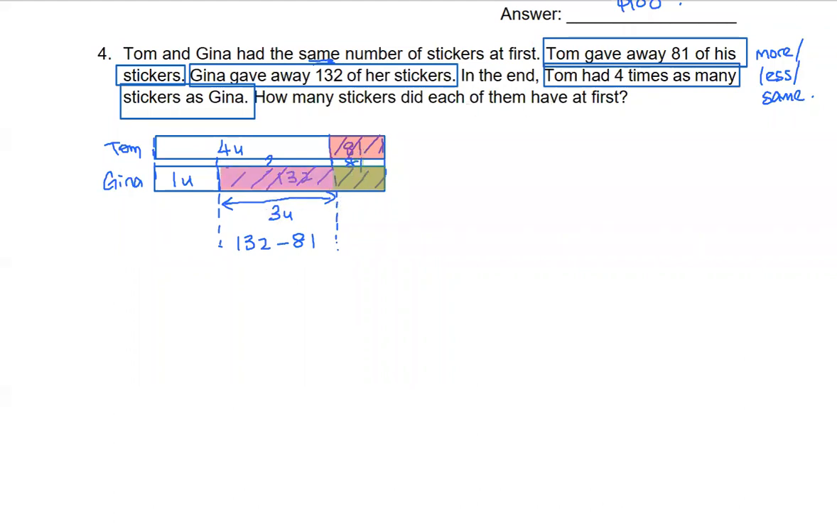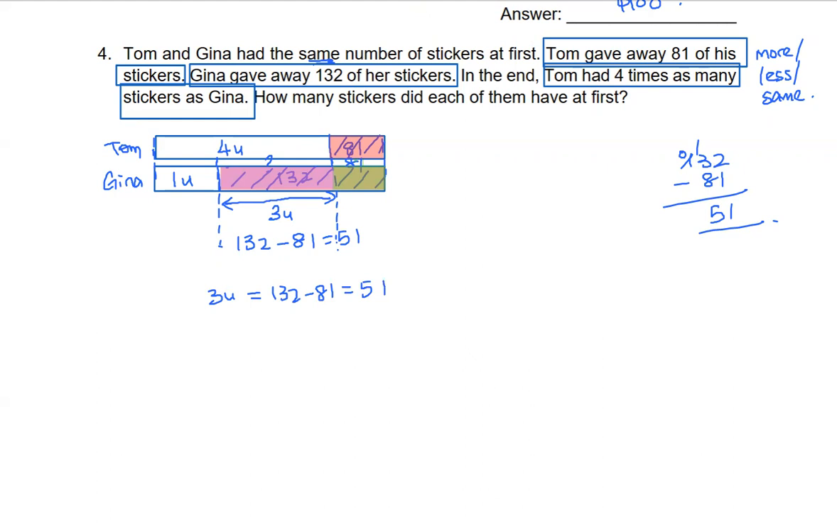So what's 132 take away 81? You can just do a working. 132 take away 81 will give me 51. So 3 units must be equal to 51. Let me just write out here. 3 units is 132 minus 81, which is 51 stickers.